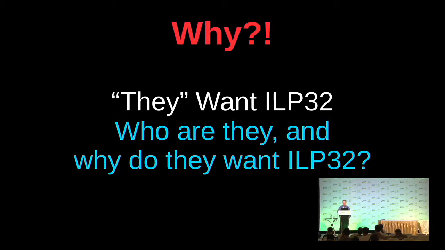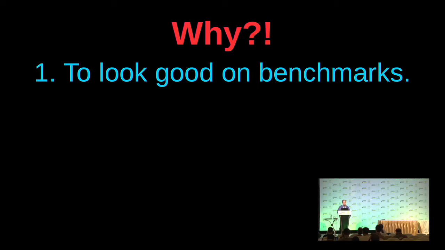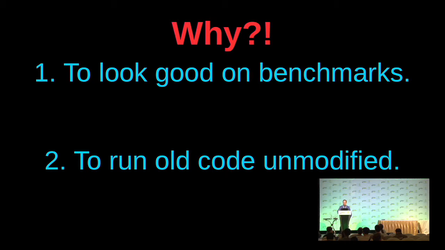But subsequently, it became clear that there's really two whys. One is to look good on benchmarks. The other camp, the x86 camp, has been using ILP32 on x86-64 for some time to make the benchmarks look good. You could consider that cheating. But if the other side's cheating, then the hardware vendors that want to bring out ARM64 enterprise systems want to at least have a level cheating playing field. The other piece is to run old code unmodified.